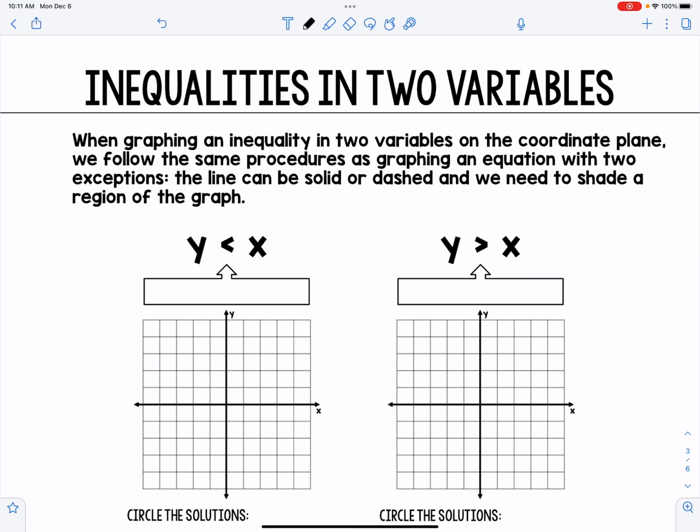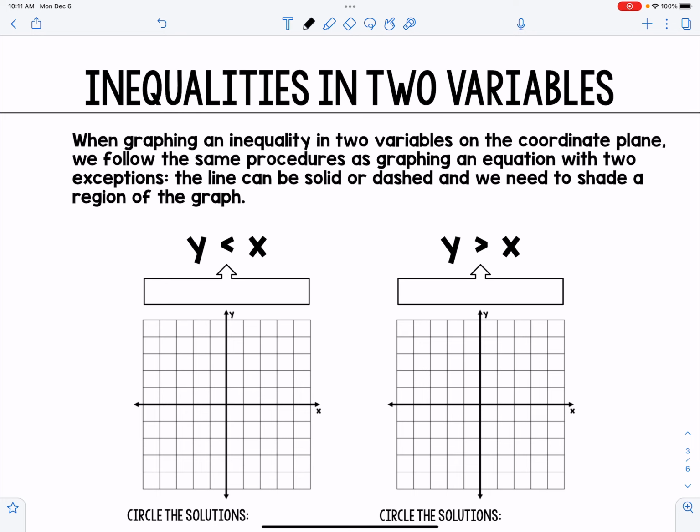All right, hello everyone. So today we're going to be focusing on graphing inequalities on the coordinate plane. When graphing an inequality in two variables on the coordinate plane, we follow the same procedures as graphing an equation with two exceptions. The line can be solid or dashed, and we need to shade a region of the graph.